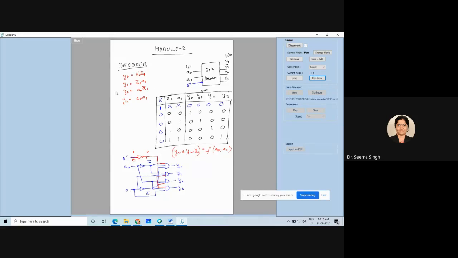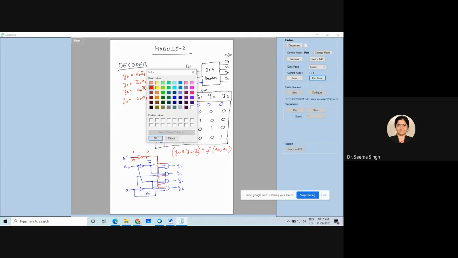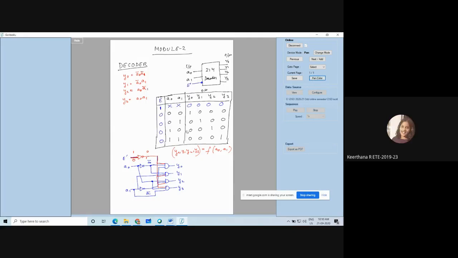And how will you add it in your equation? How will you add it in your equation? E bar. E bar, right. So all of these will have E bar. Okay, I'm using capital now. Let me use capital only. So all will be having an E bar added to this. So this is how your equation will change. Is it clear? Your 2:4 decoder with enable pin is clear to all of you now?